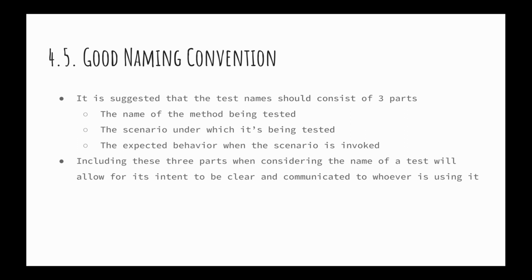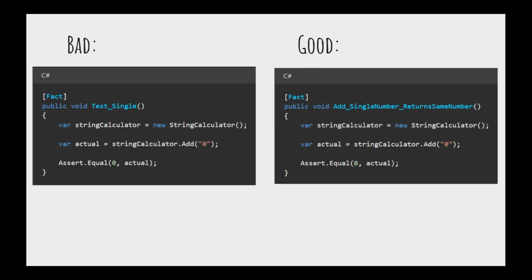You don't have to use this convention, you can use any convention as long as it's clear and can communicate the intent of the test. Here's a good and bad example. The bad example, the name of the test is called test single. It doesn't really explain what's going on. It doesn't explain what the test is for, so it's not a very good name. In the good example, you can see it's add, single number, return same number. It shows you what method's being tested, how it's being tested, and what you should expect the test to return.